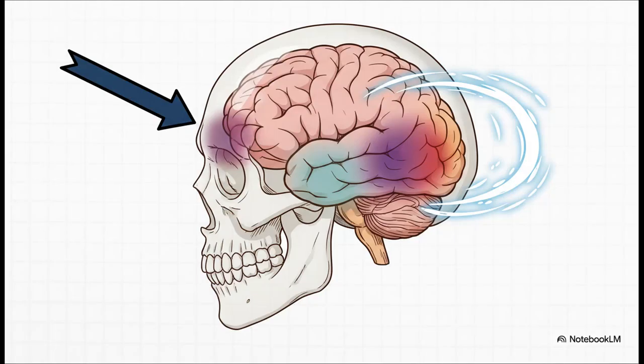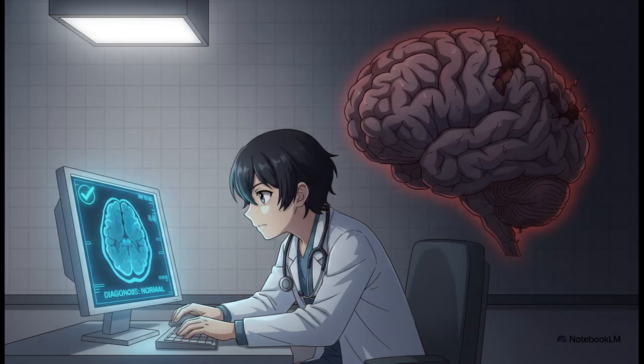Next up, contusions. These are basically bruises on the brain itself. It happens when the brain smacks against the rough, bony interior of the skull during an impact. You see them a lot in the frontal and temporal lobes. And you'll hear two key terms. Coup is the injury right at the point of impact, and contre-coup is the rebound injury on the complete opposite side of the brain.